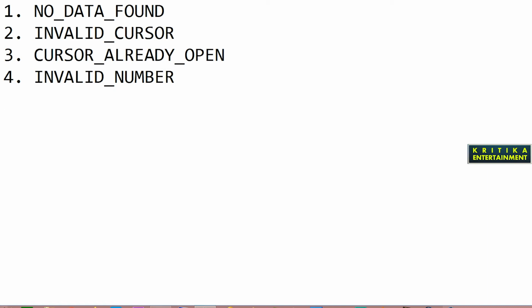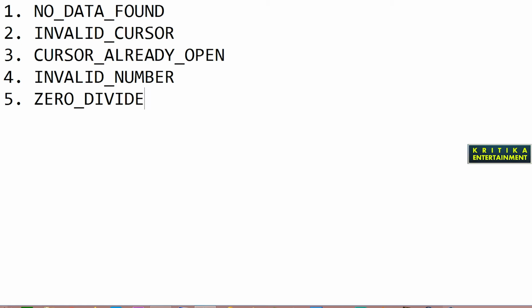Okay, the next is number 5, zero divide. This error occurs when you try to divide a number by 0, which is the arithmetic exception in Java. To handle these exceptions, the predefined exceptions, we use a number of exception handlers.